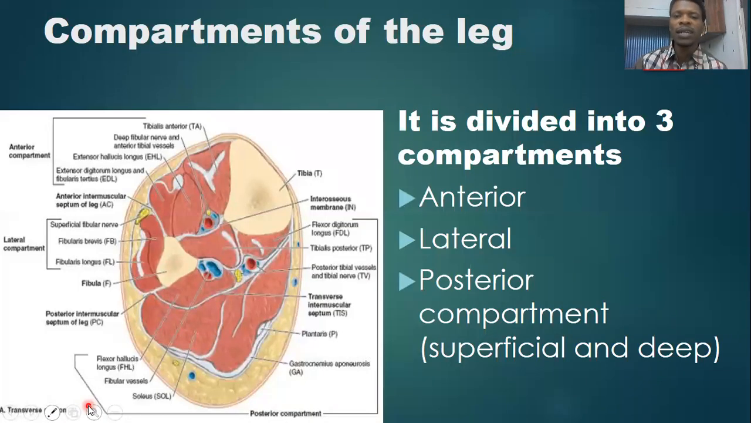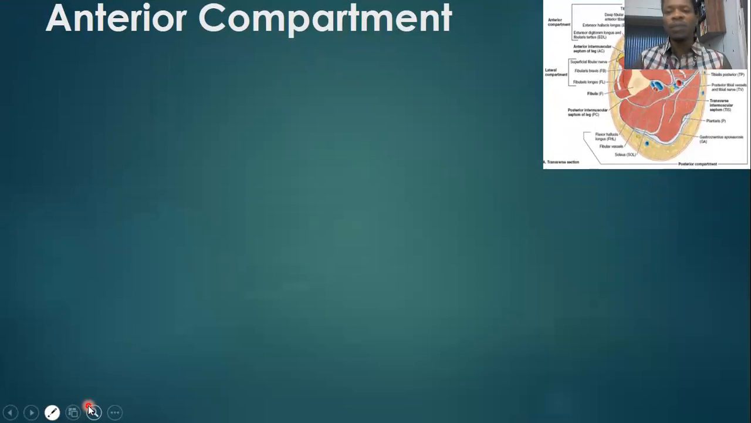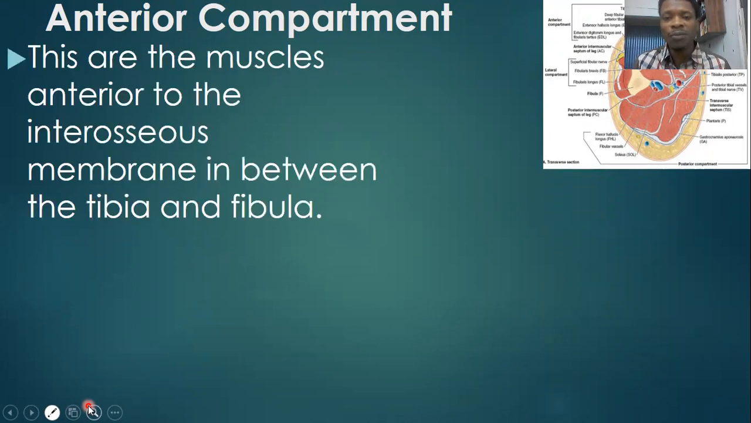With that, let's look at the different compartments of this leg. The leg is divided into three compartments: the anterior compartment, the lateral compartment, and the posterior compartment, which is divided into two, superficial and deep. What divides these compartments? They are divided by intermuscular septa and the interosseous membrane. We have the posterior intermuscular septum, the anterior intermuscular septum, the transverse intermuscular septum, and the interosseous membrane.